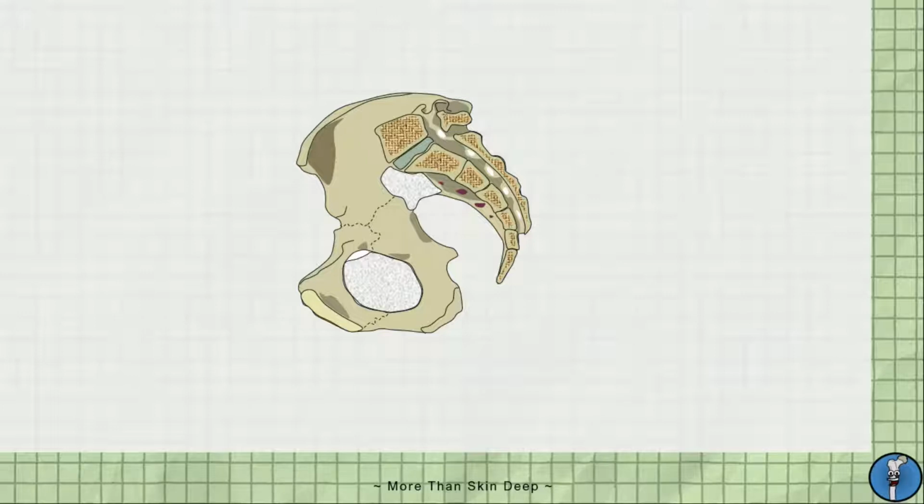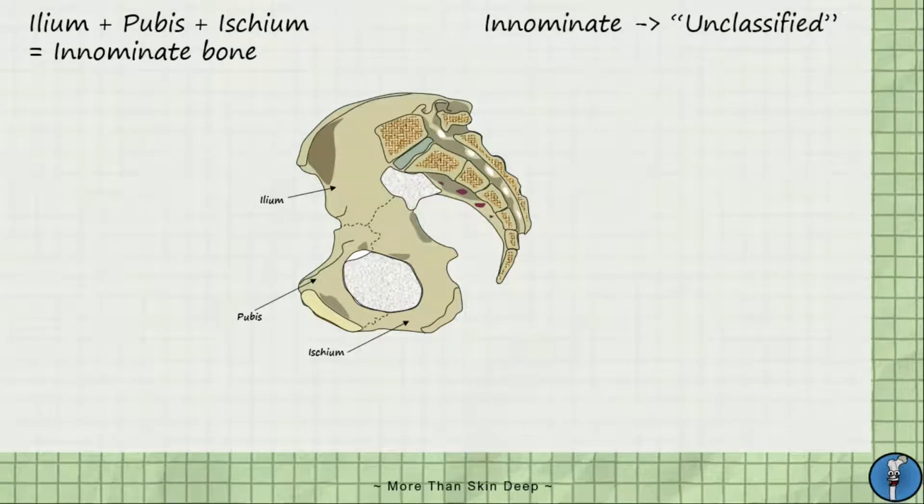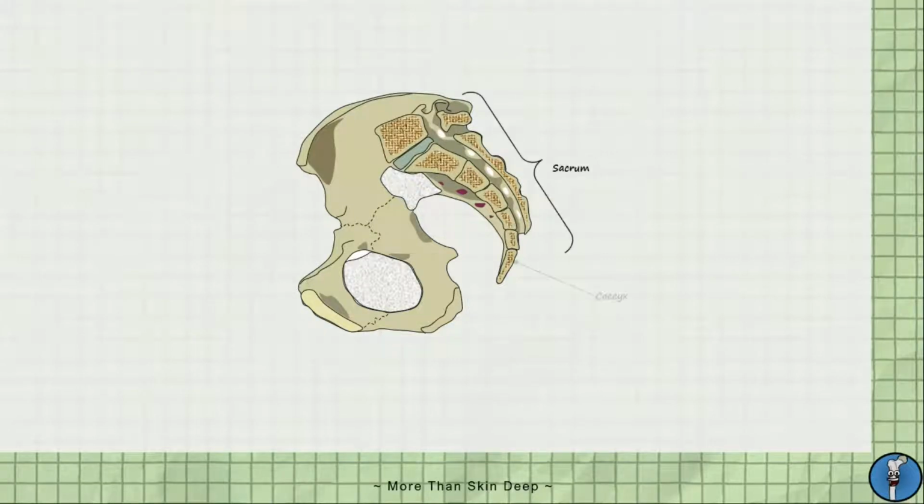First, here's a sagittal view of the pelvis. The pelvis is composed of 3 embryologically separate bones, the ilium, pubis, and ischium. During development, these bones fuse to form the innominate bone, innominate here meaning unclassified. The ilium articulates with the sacrum and coccyx posteriorly via the sacroiliac joint.